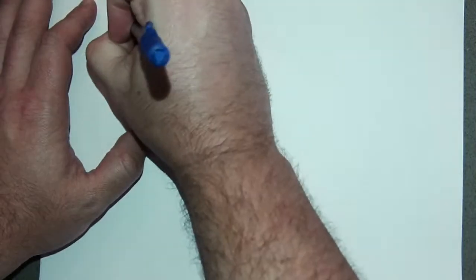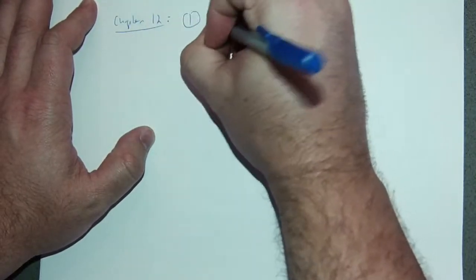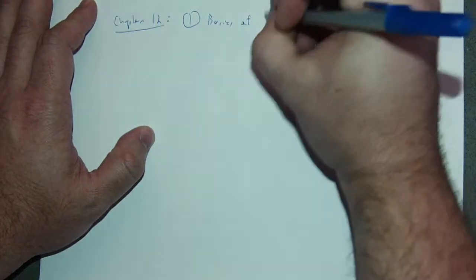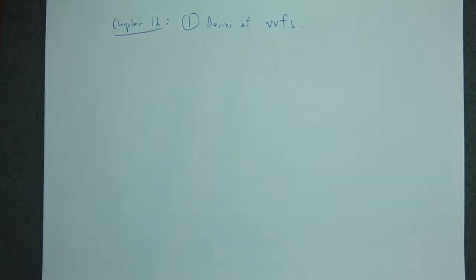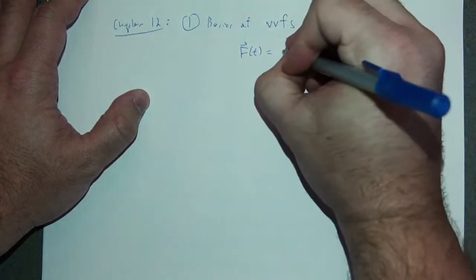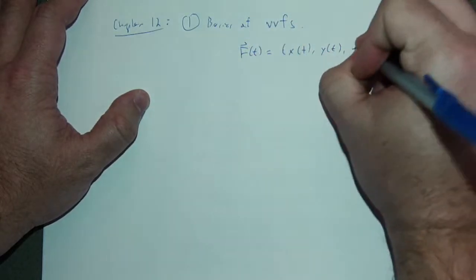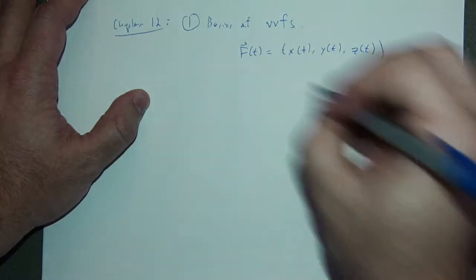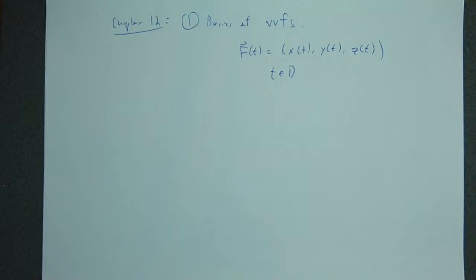All right. So, more Chapter 12 stuff. Basics of vector-valued functions. This is really our characterization of vector-valued functions as a vector of functions. It's a vector of scalar-valued functions. t is in some domain D.